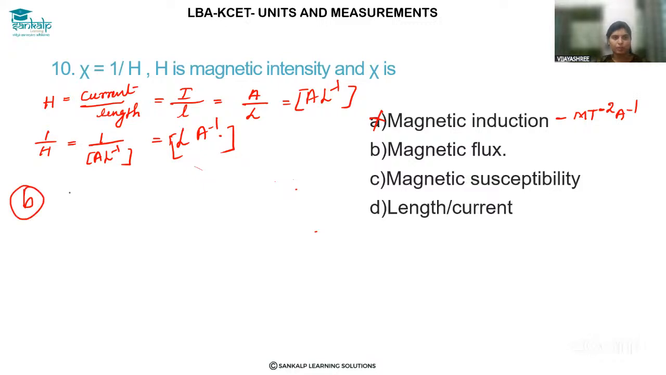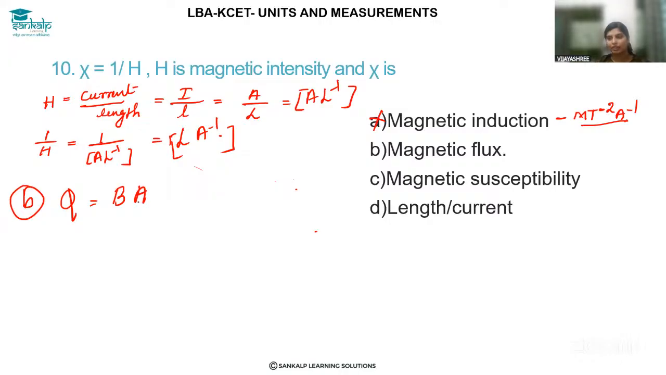Magnetic flux, option B. Magnetic flux phi is equal to what? B into A. B, as we already saw, is the magnetic field or magnetic induction. Its dimensional formula we already determined, and A is the area.